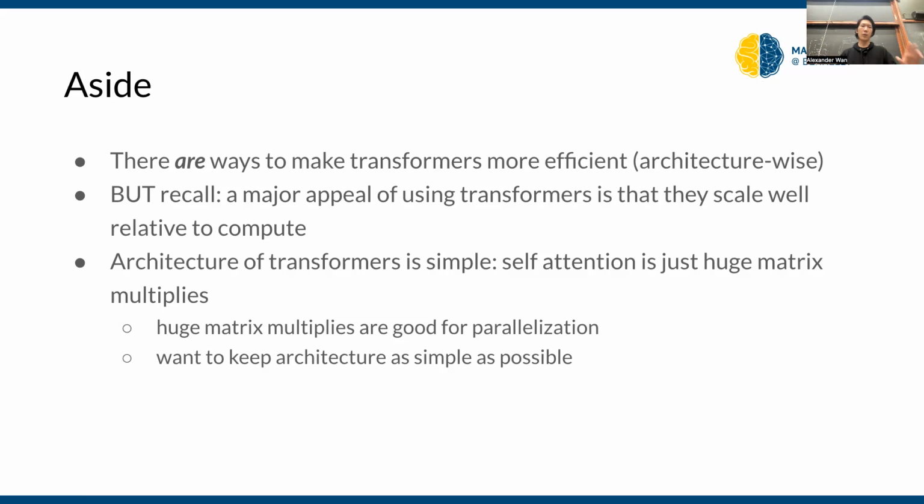Yeah. So there are ways to make transformers more efficient architecture-wise, but recall that a major appeal of using transformers is they scale really well relative to the amount of compute you have, right? Because the architecture is so simple, and because they're essentially just huge matrix multiplies, they work really well with GPUs and TPUs. So we're able to scale them really well with the hardware that we have. That justifies why we might want to keep the architecture simple, even if they're n squared with respect to input length.